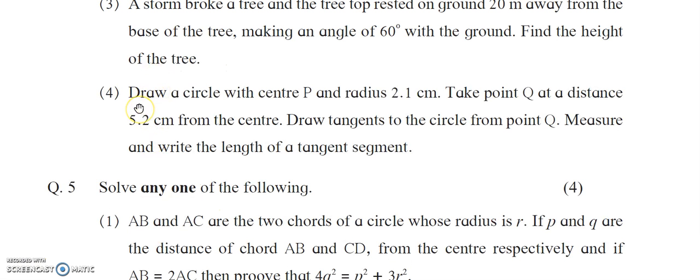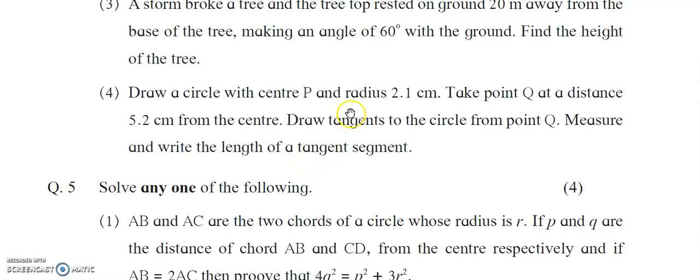The next question is on geometrical construction. The question is like this: Draw a circle with center P and radius 2.1 centimeter. Take point Q at a distance 5.2 centimeter from the center. Draw the tangents to the circle from the point Q. Measure and write the length of the tangent segment.